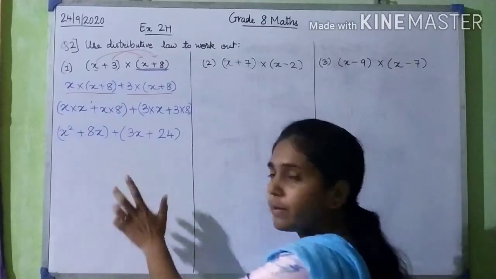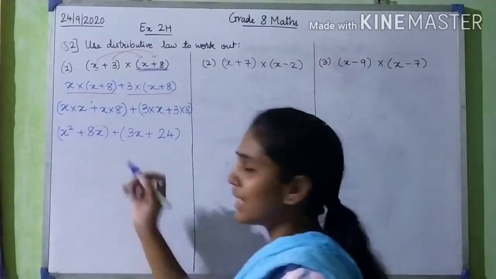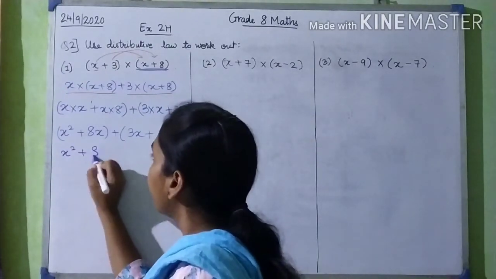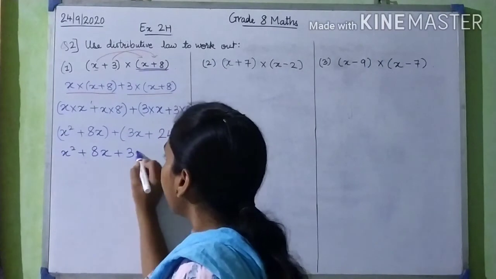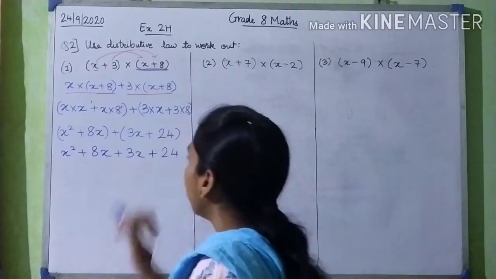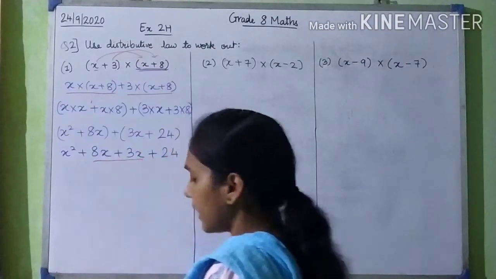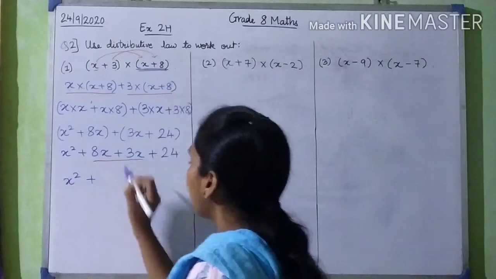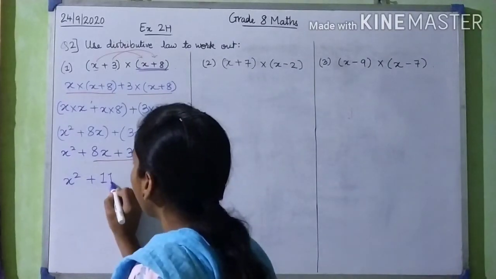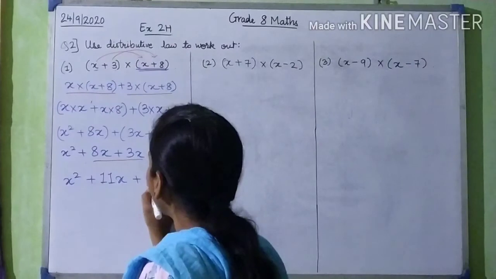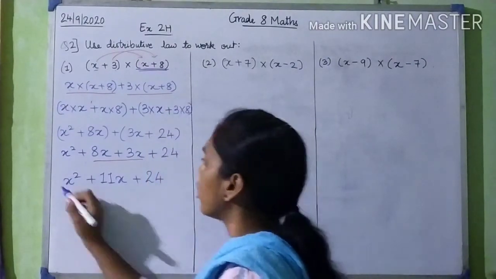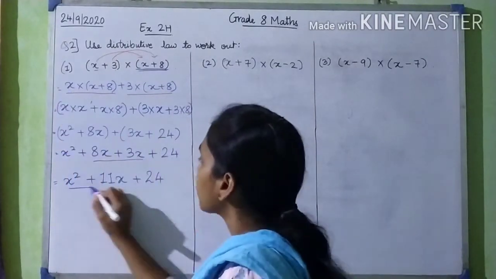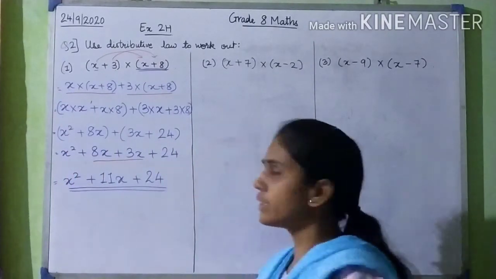Now we can open the brackets. There is only a plus sign in between, so it doesn't make any difference. We simply open the brackets and write x square plus 8x plus 3x plus 24. Now we see that 8x and 3x are like terms, so we need to add them. x square remains the same, 8 plus 3 is 11, so this becomes 11x, plus the constant term 24. So x square plus 11x plus 24 is our answer.